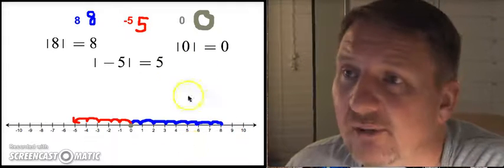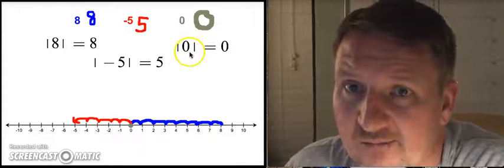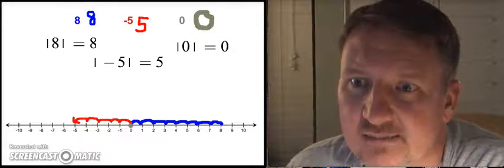So this is how we would denote it, with vertical absolute value bars. Absolute value of 0 equals 0. That's it. That's all there is to it.